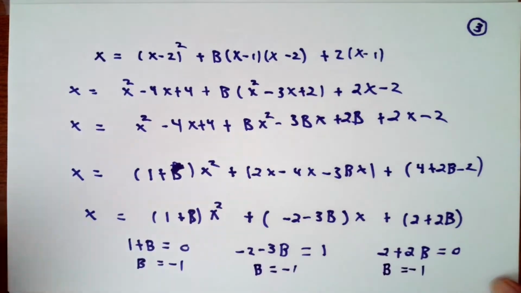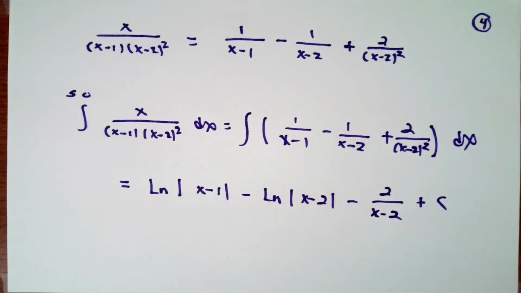Once we have that splitting up into simpler fractions, the partial fraction decomposition, integrating x over x minus 1 times x minus 2 squared is easy. These are routine calculations. They're left to the viewer as an exercise.